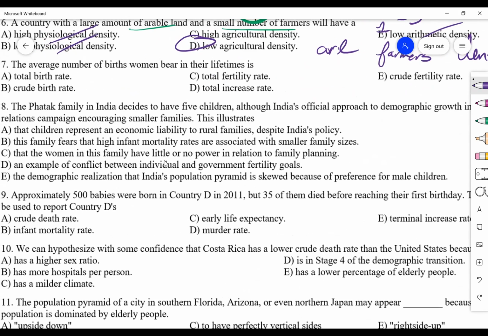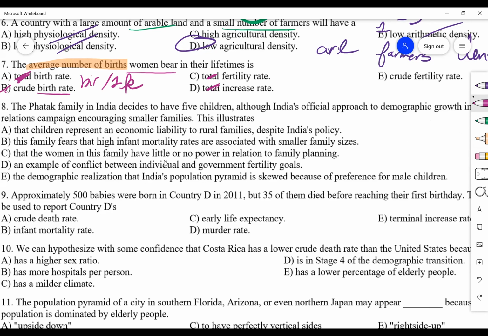So this is another definitional question. So we might have to use process of elimination here. Average number of births women bear in their lifetime is. So we talked about crude birth rate. Whenever you see total in front of something, just cross it out. Like you don't need that. Crude in APHUG just means per 1,000. So we talked about crude birth rate earlier as being births per 1,000. But this is births women bear in their lifetime. So birth rate is out.